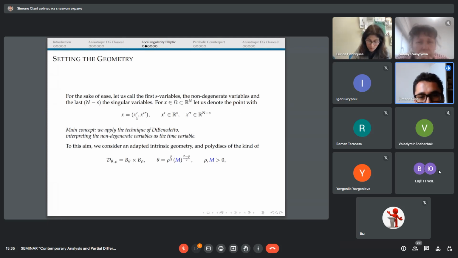We denoted the first s components as x prime and the last n minus s components as x second. In this case, we considered domains which were the Euclidean product of both s variables and n minus s variables, where the first ball was intrinsically scaled by the solution itself. So it depended on a radius theta, which is defined by the radius of the other ball rho, but also with a factor m that will depend on the solution itself.